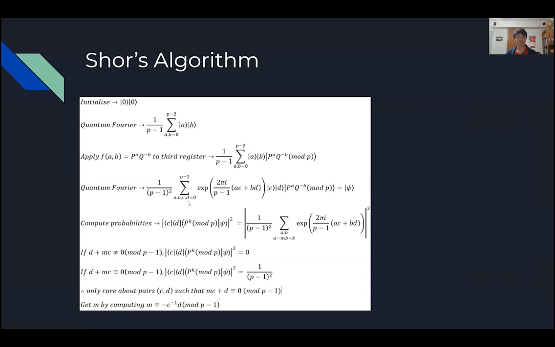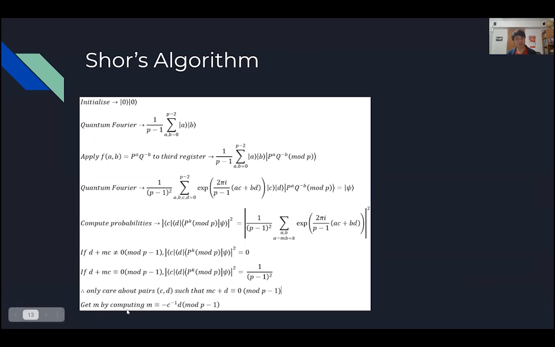And then we apply another quantum Fourier transform. And at this point, we're going to calculate the probability of this state here of being in the state c, d, P to the k mod p. If we think about it, if d plus mc is not equivalent to 0 mod p minus 1, then the probability ends up being 0. If it is equal to 0 mod p minus 1, then the probability ends up being 1 over (p minus 1) squared. So we only care about pairs of c and d such that mc plus d is equal to 0 mod p minus 1.